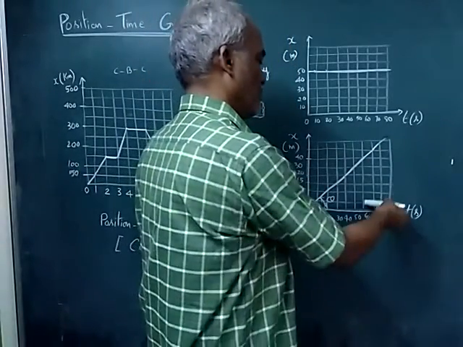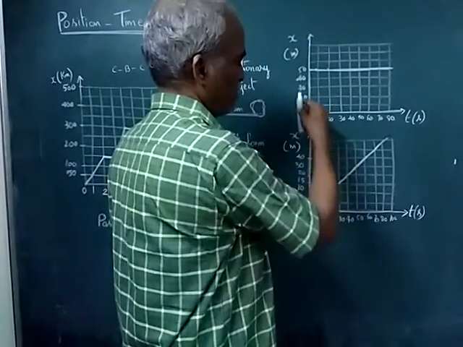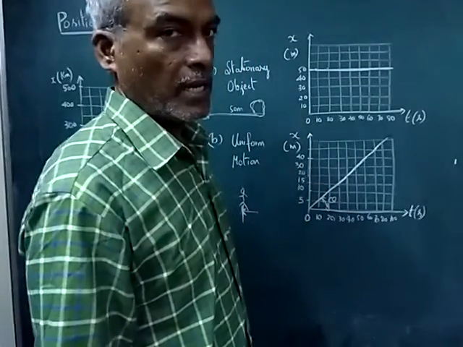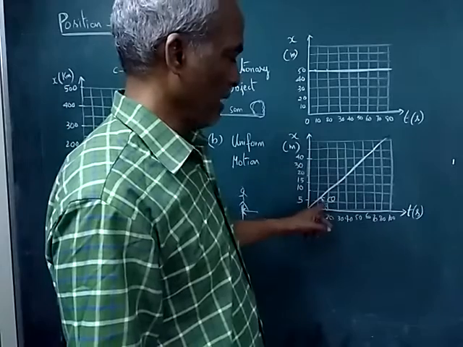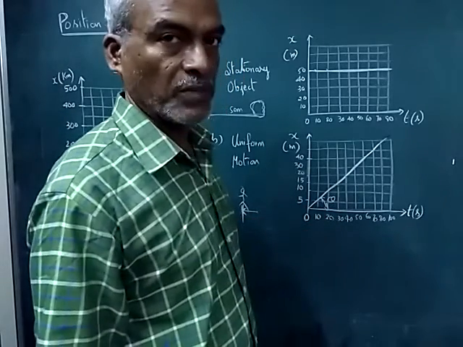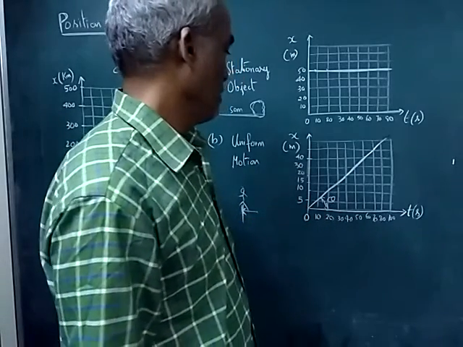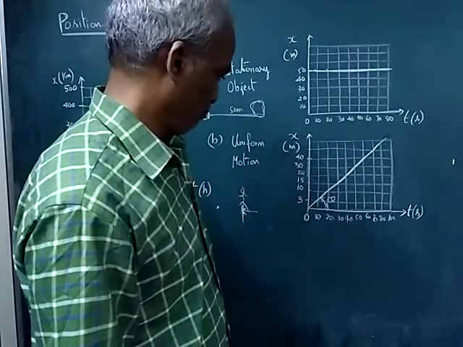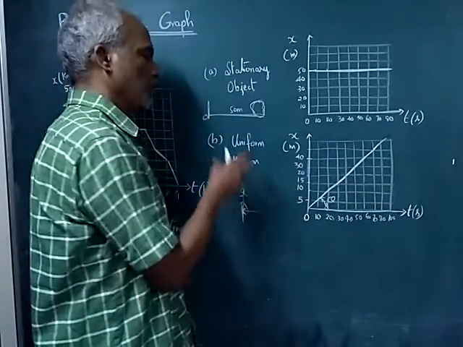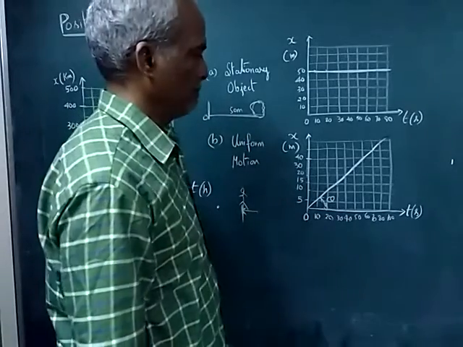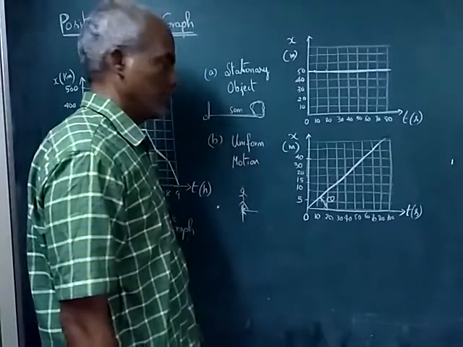So with respect to time, if time increases, distance also increases and it maintains a constant slope. The theta is constant. If that is the case, we call it a uniform motion. Okay, this is the second case.